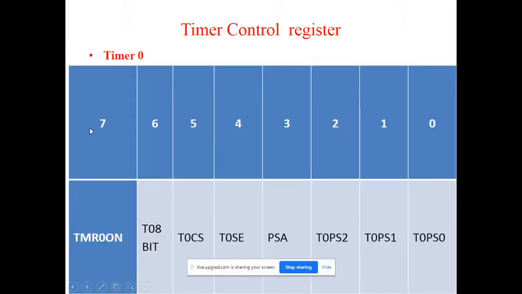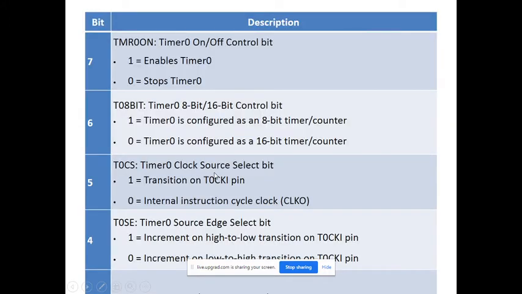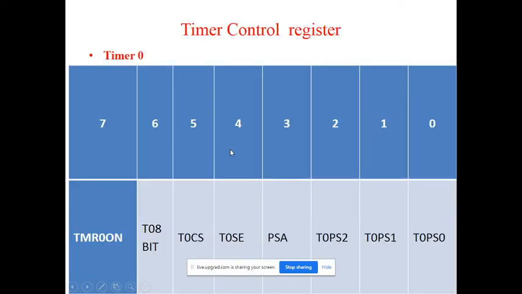Then bit number 5 is related to the timer 0 clock source. We already discussed that there are two possible clock sources, either internal or external. According to that, 1 means external clock source and 0 means internal clock source. Internal clock source means the clock is taken from our crystal frequency, that is F oscillator by 4. Okay, next one is bit number 4. It is timer 0 SE, that is clock edge.